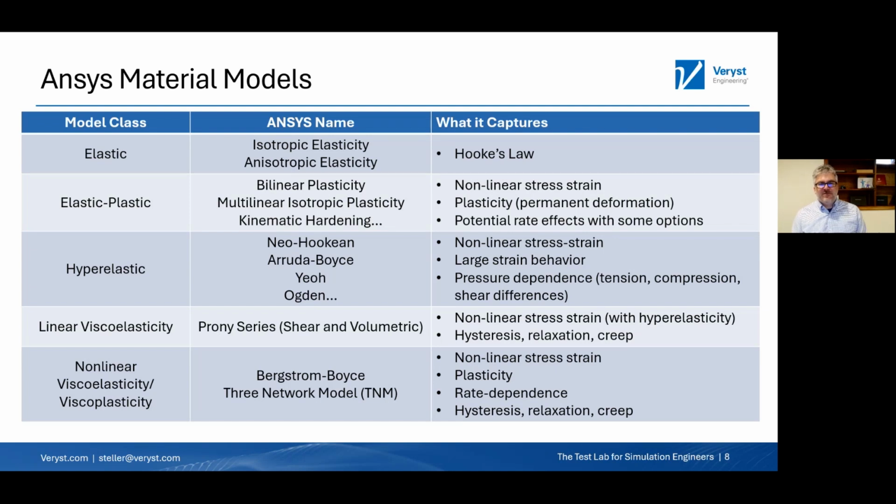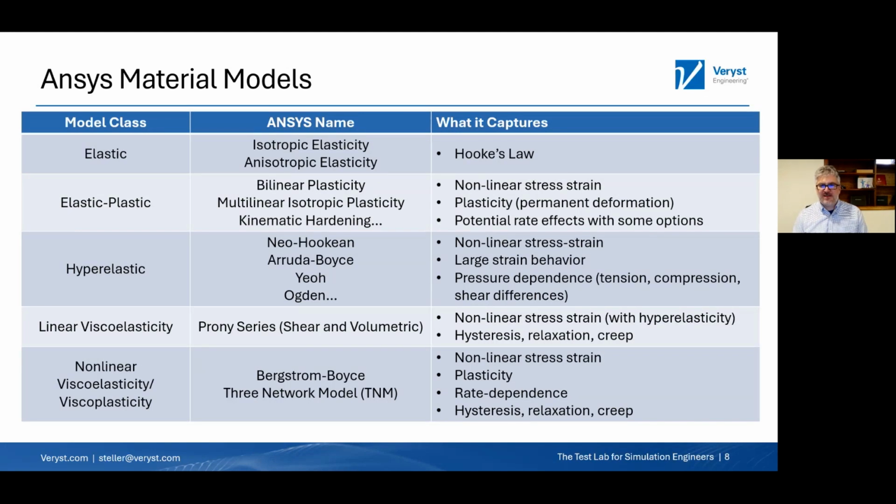You can get those rate effects with some options that take a little more complexity, but you can capture that. If we move on to hyperelasticity, we're getting nonlinear stress strain. We can get to very large strains and have a computationally robust model. And we can get some pressure dependence in there as well. Pressure dependence in this case means that you get a different response in tension versus compression versus shear and other loading modes, which can be very important for some elastomers.